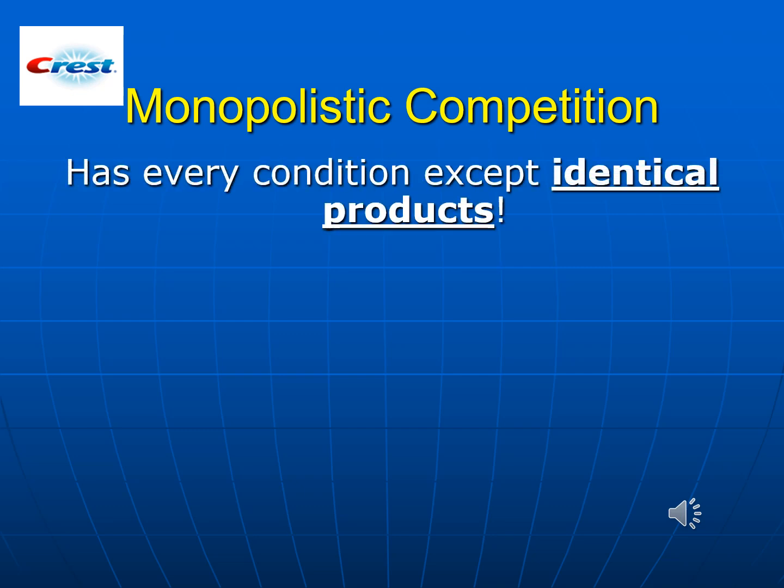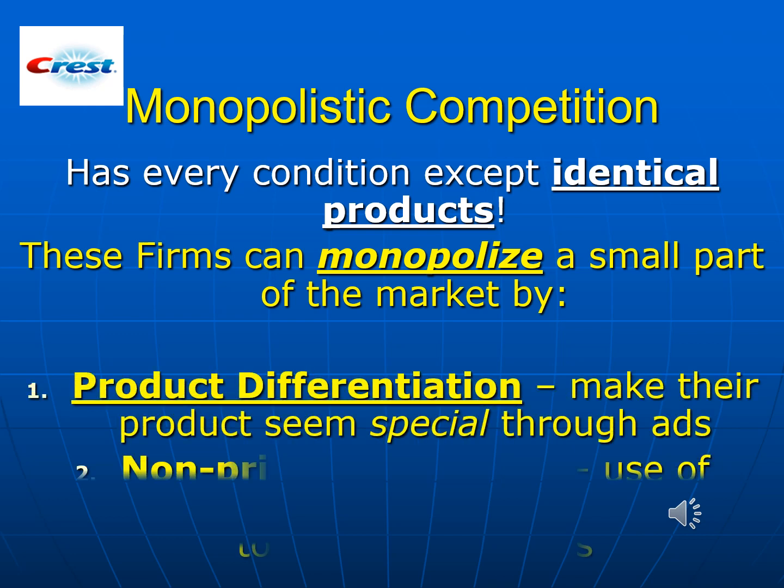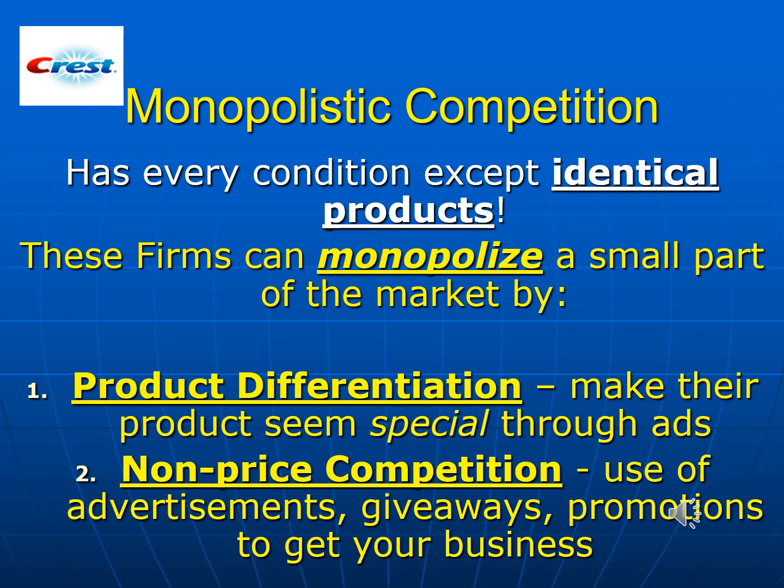Now, monopolistic competition meets all the conditions of a perfect competition except for identical products. So every other condition that is embedded in the perfect competition also exists in monopolistic competition except one, which is identical products. So now these firms can actually monopolize a little part of the market through the following means. One, product differentiation. So they can make their product seem special, even though there's nothing special about it, right? They can make it seem special.